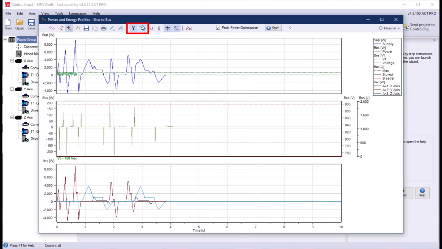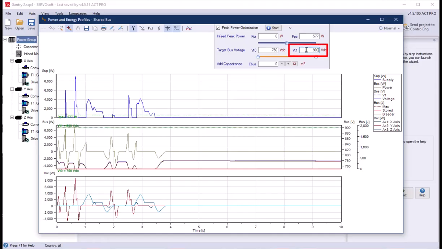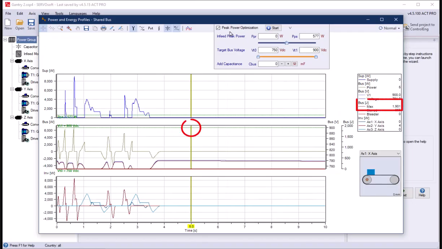The Infeed module has the voltage limits both set to 750 volts DC with 0 joules of energy stored on the DC bus. It's good to note that this is a very peaky application, like most pick-and-place applications are. I will now change the high voltage limit to 900 volts DC, and with the selected 14.5 millifarad capacitor module, the total DC bus capacitance is 15 millifarads with 1901 joules of energy storage.